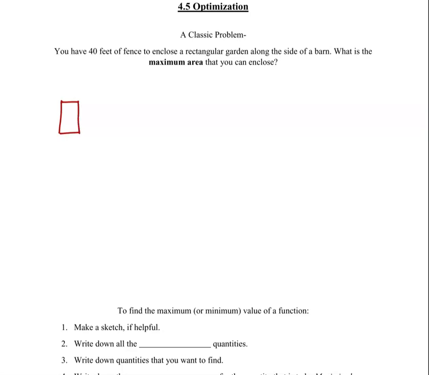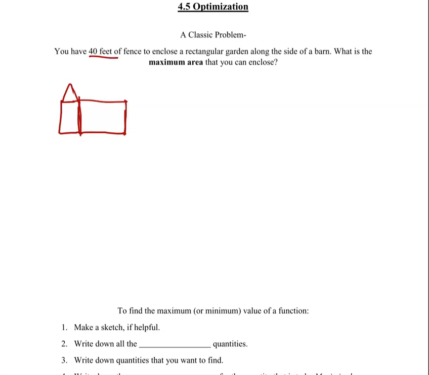We're going to pretend that this is my barn right here, and I'm going to put in a garden next to it that is in the shape of a rectangle. Let me try to straighten that up a little bit. So my garden is going to go this way. So it's along the side of a barn. So the thing to notice here is only 3 sides need to be fenced in.